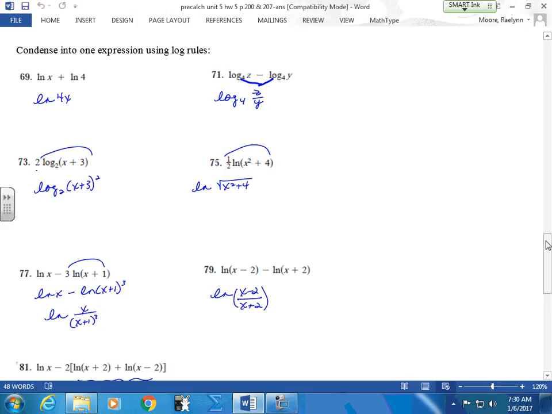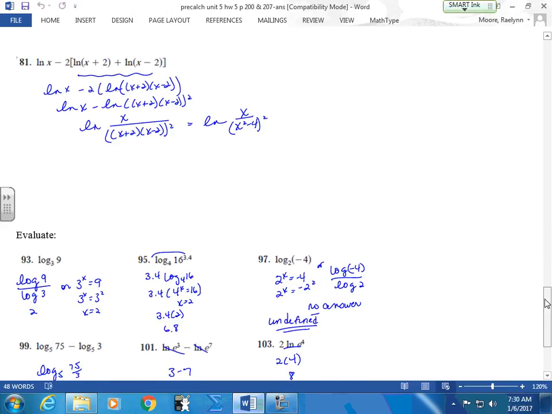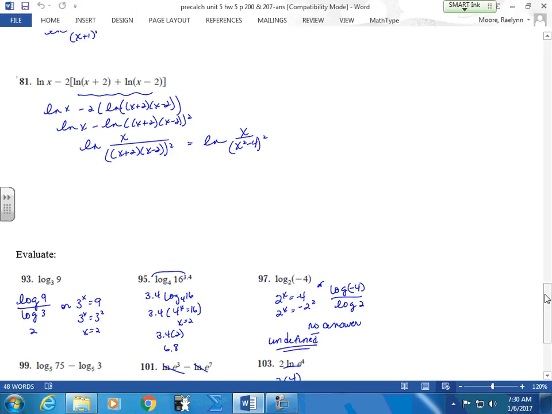Right? Everybody okay with this? That last one was a little bit more involved. Work from your inside parentheses to your outside parentheses. So first thing you're going to do is combine this piece into 1. Then this 2 goes outside of this.